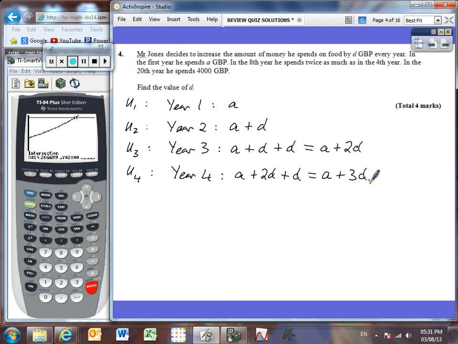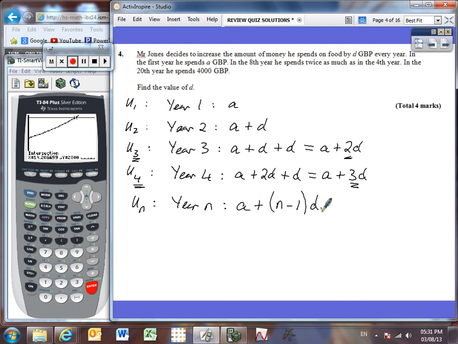At this stage, you should be able to see the pattern. In year 4, we did A plus 3D. In year 3, we did A plus 2D. So let's generalize. In year n, we can presume then that the coefficient of D is always 1 less, and so we'll have A plus (n minus 1)D.